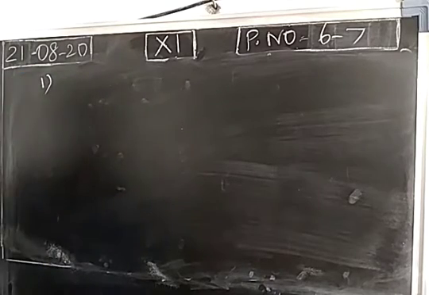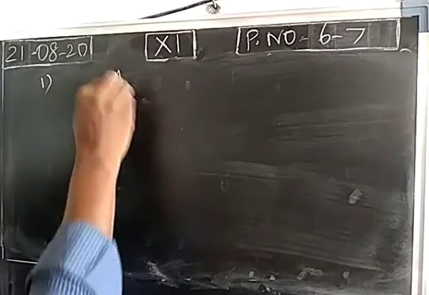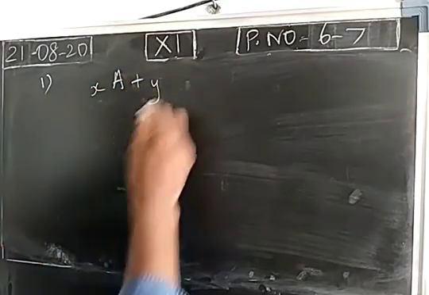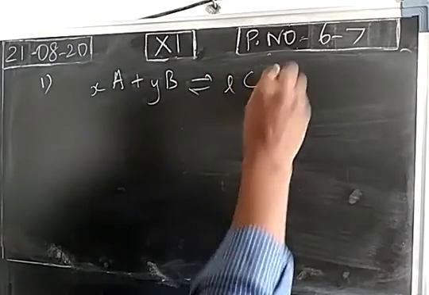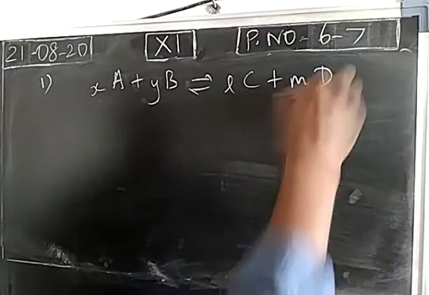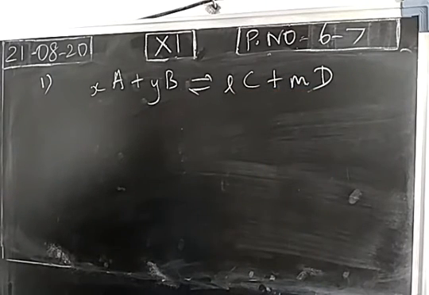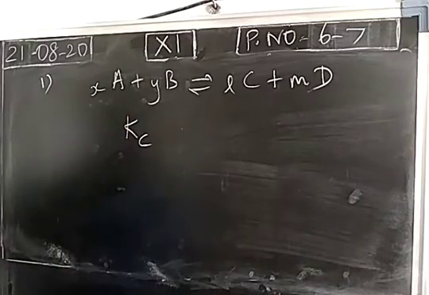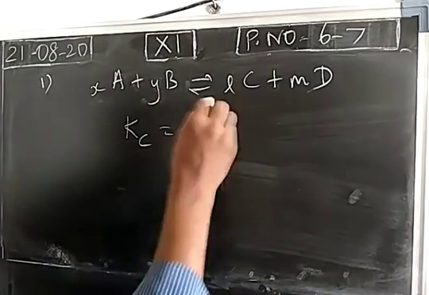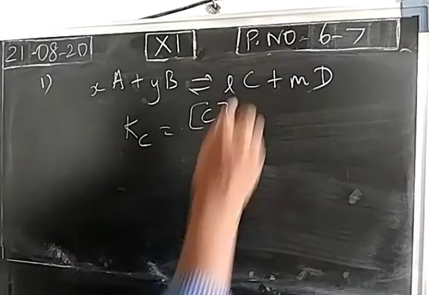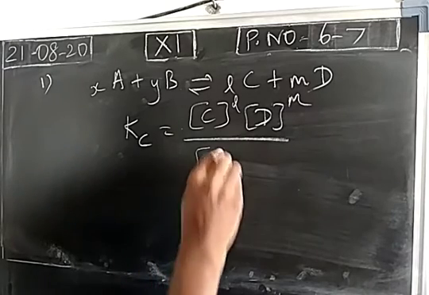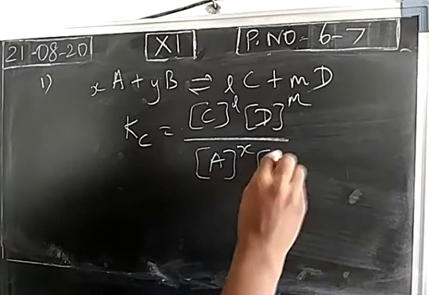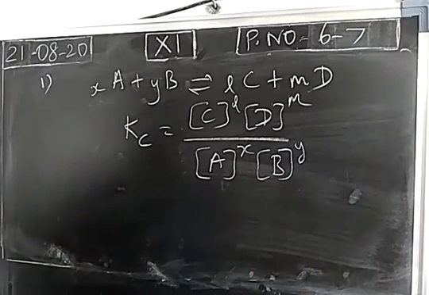Next, a problem. Consider the equation: x mole of A and y mole of B combine together to produce L mole of product C as well as M mole of product D. So what is the equilibrium constant Kc? It is the ratio of the product of molar concentrations of the products to the product of molar concentrations of the reactants, and each concentration term is raised to an exponential power.